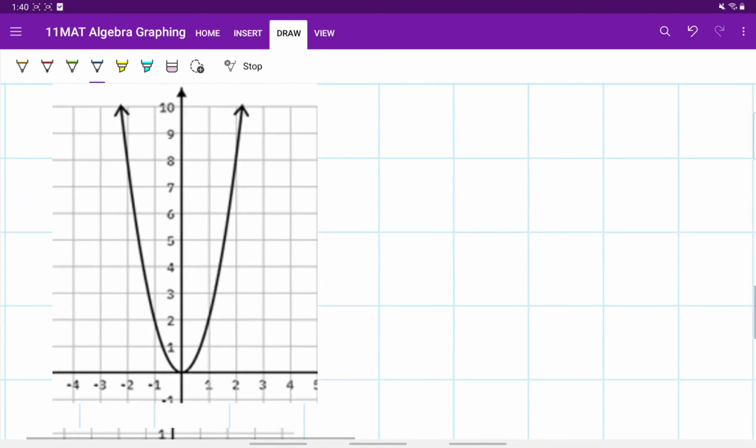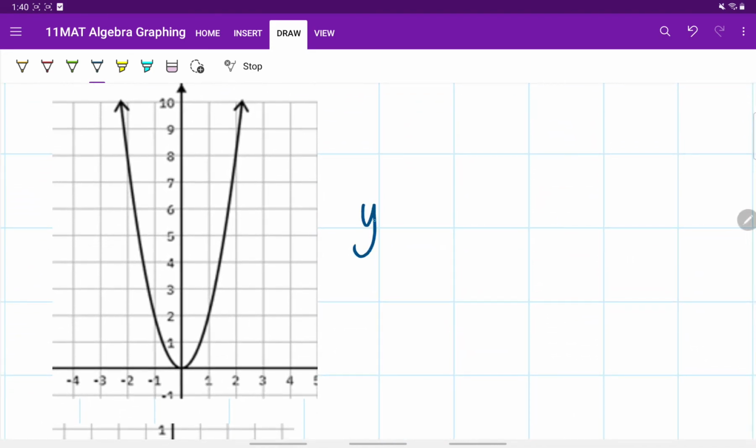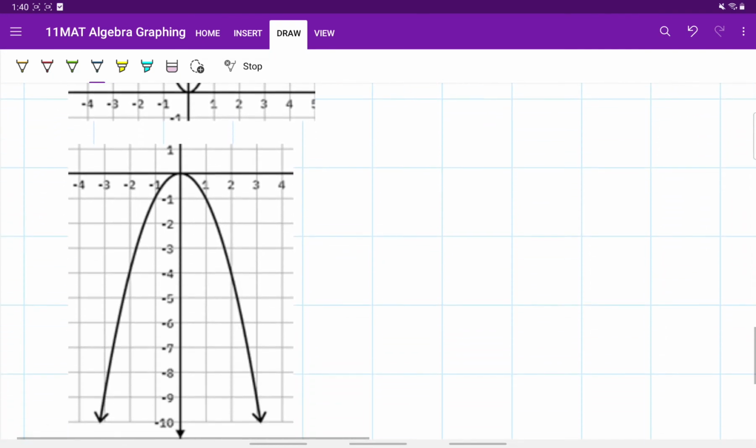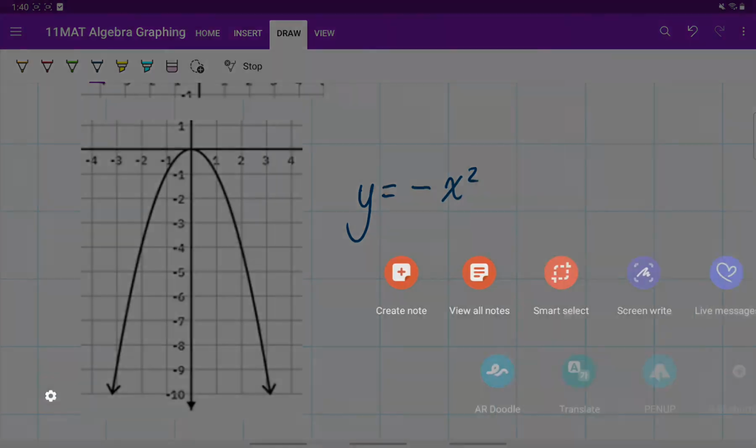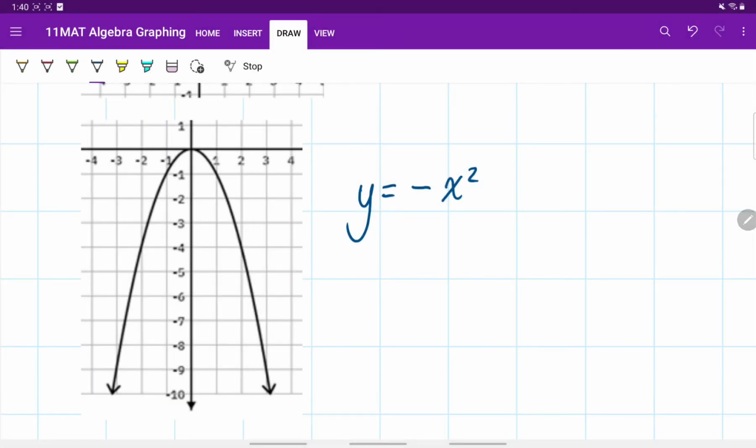Go down to this one here. This one was y equals 2x squared. So now we've got a number greater than 1 in front of x squared, and our graph has got skinnier. And then one last one. This one here is y equals negative 1, but we don't tend to write the 1, so just negative x squared, and the graph has now turned upside down.